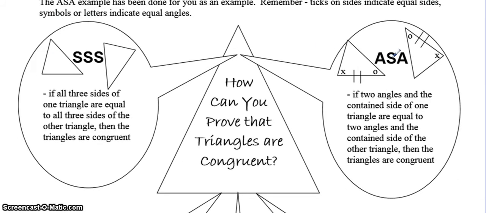So for instance, the ASA sufficiency condition states that if two angles and the contained side of one triangle are equal to two angles and the contained side of the other triangle, then the triangles are congruent. Now, congruent means same shape and same size. And the word contained means in between.